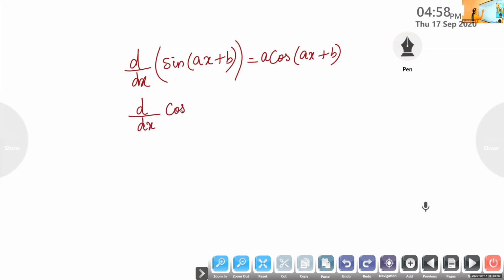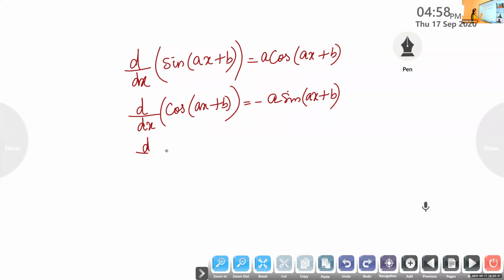What is the derivative of cos of ax plus b? Aparna? Ma'am, minus sin x. Minus sine. Is it x here? No, ma'am, ax plus b, into a. Okay, what is the coefficient of x? That one you should write here.